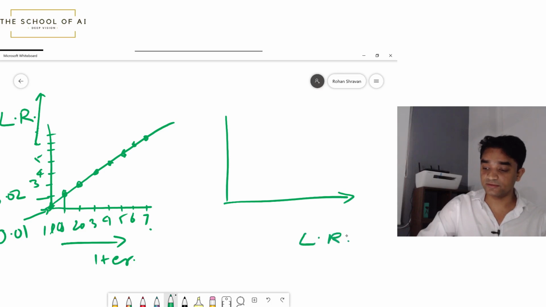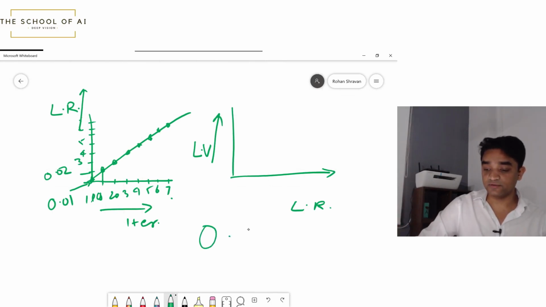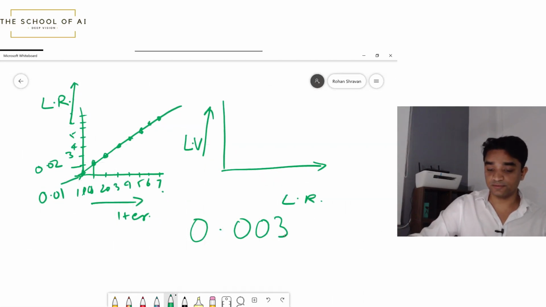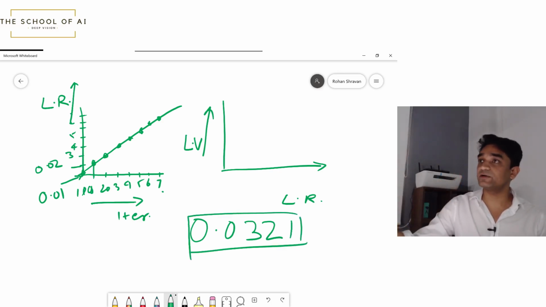Now, what we are going to do? This is our learning rate. I've swapped the axis, but this time this axis is going to be the loss value. Cool. Okay. Now, before we go there, I'm going to focus on one parameter right now. Let's say that parameter was 0.03, because I'm playing in that value. Yeah, 0.0321. That's the best value for that particular parameter we're talking about right now.